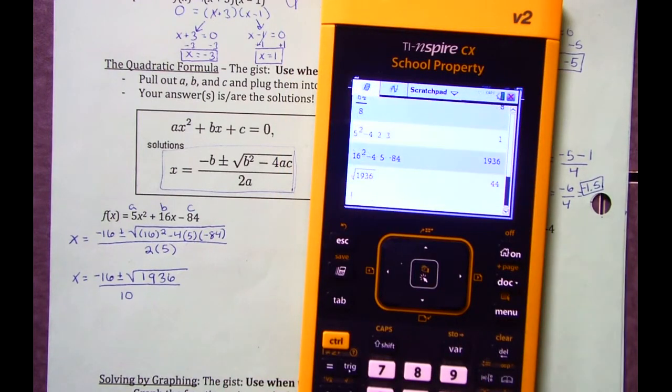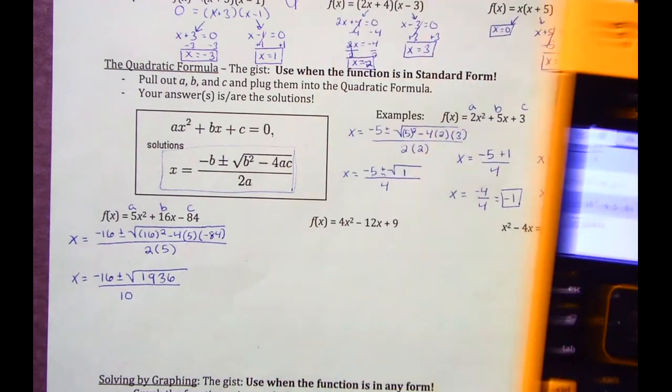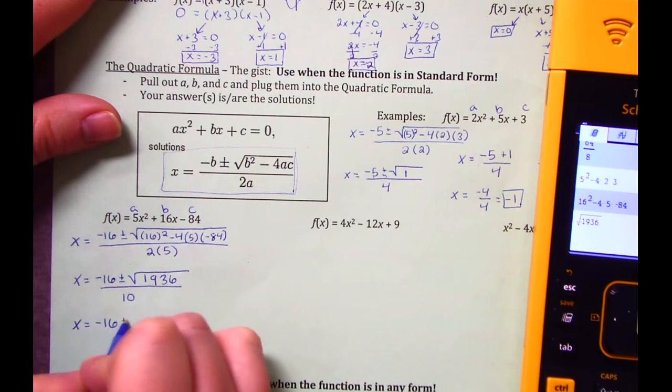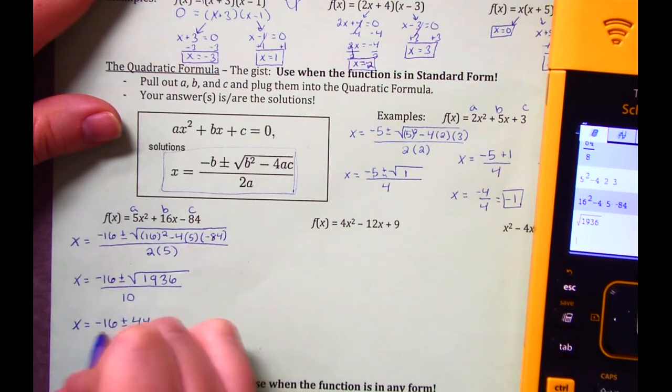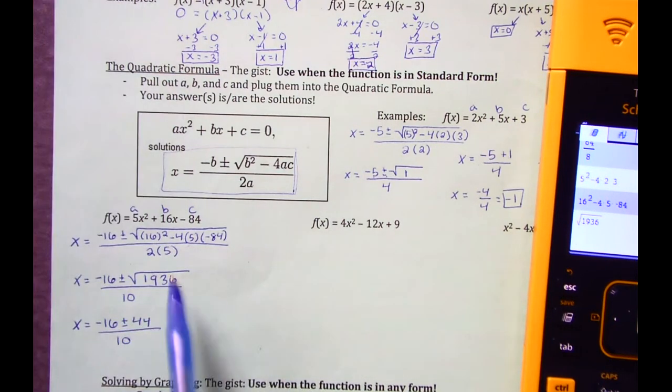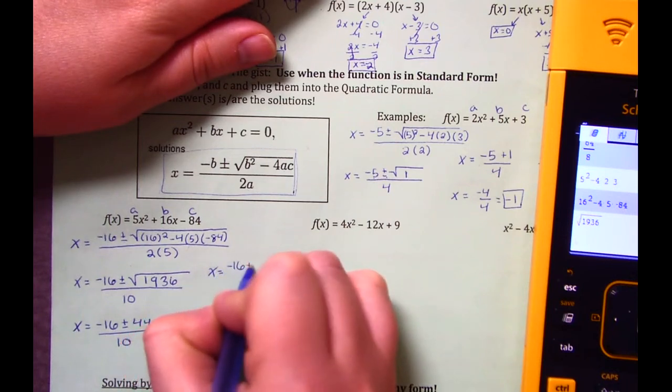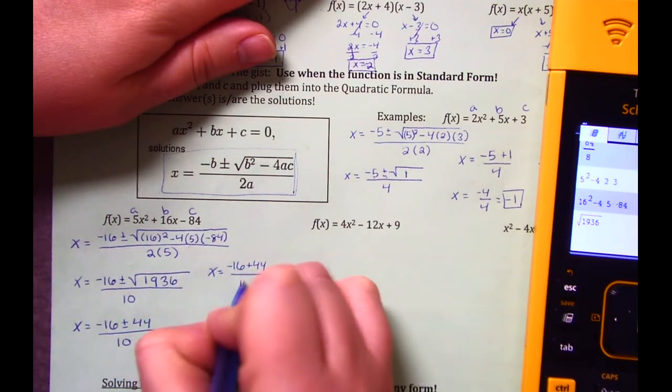1936, and it's 44. So I can rewrite this as x equals negative 16 plus or minus 44 over 10, because the square root of 1,936 is just 44. So now my two equations are x equals negative 16 plus 44 divided by 10, and x equals negative 16 minus 44 over 10.